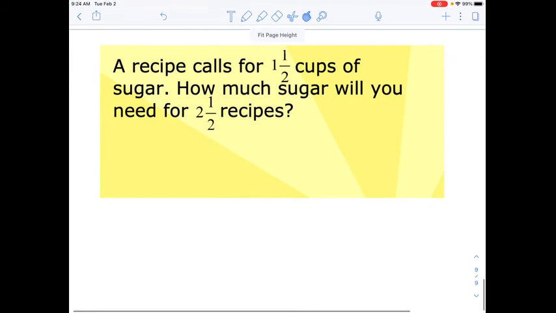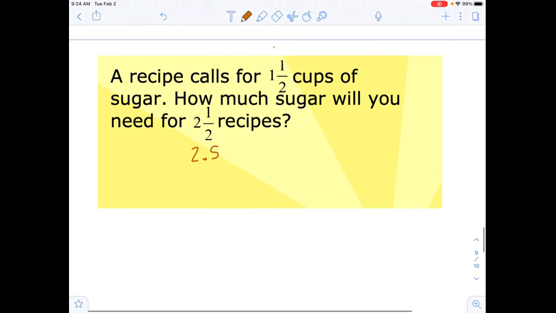Last problem says a recipe calls for 1.5 cups of sugar. How much sugar will you need for 2.5 recipes? Okay, I'm working with fractions here. I'm actually going to change it to decimals because it makes things a little bit easier when we set up proportions. So I'm just going to write this as 1.5 and 2.5.